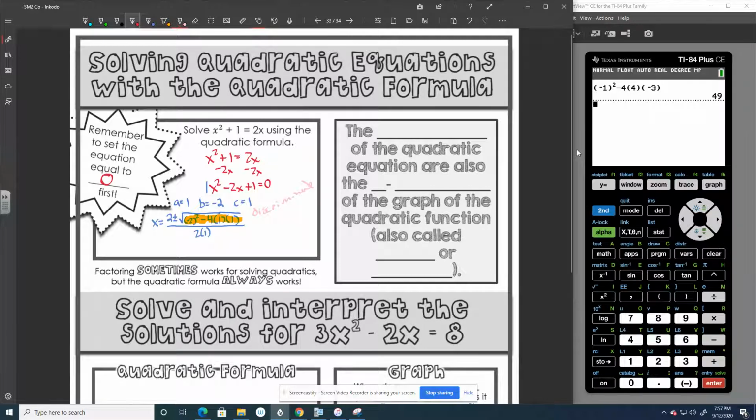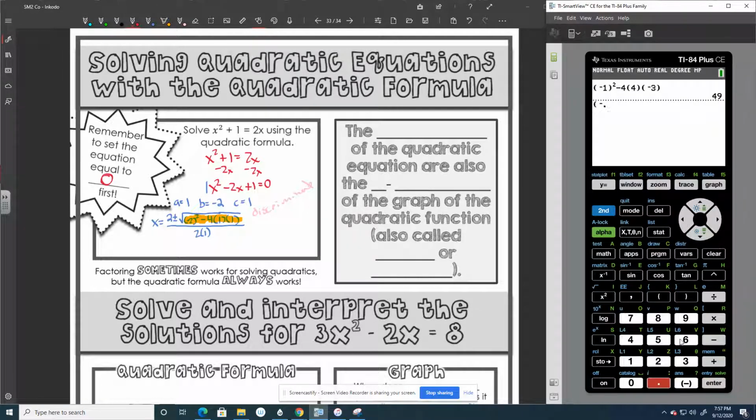We're going to use that here a little bit later. So we're going to plug that into our calculator. So I'm going to put parenthesis -2 squared minus 4 times A, which is 1, times C, which is 1. See, we could have probably done this in our head. And all of that equals 0.